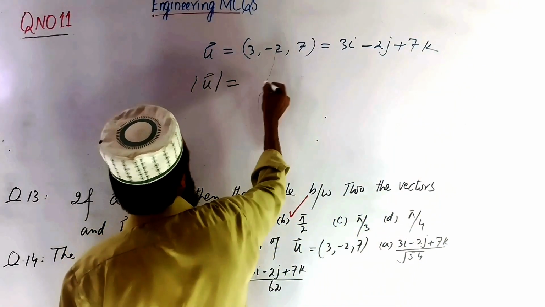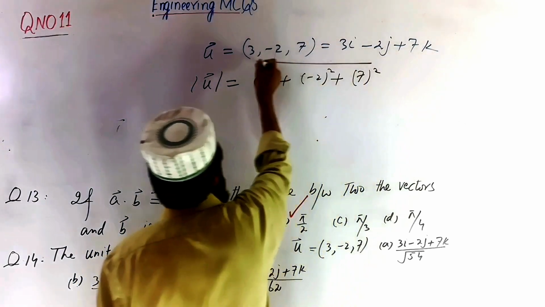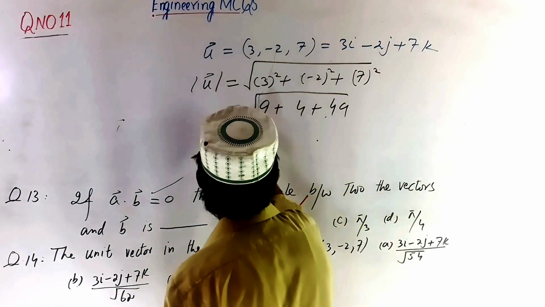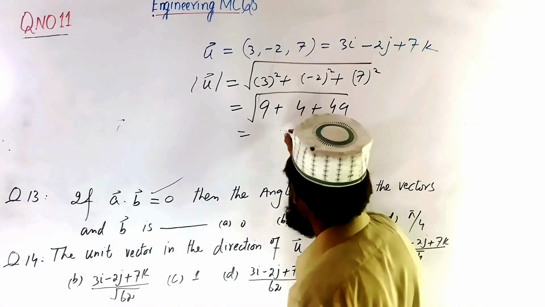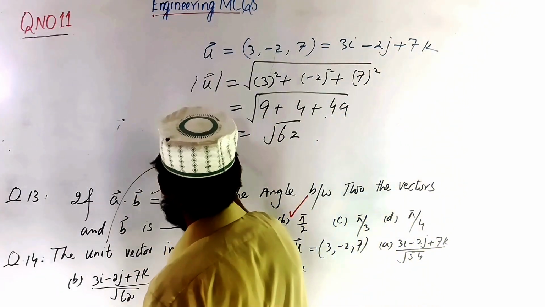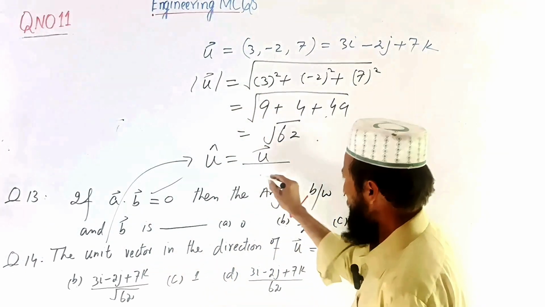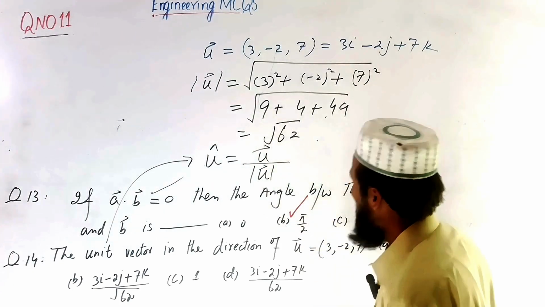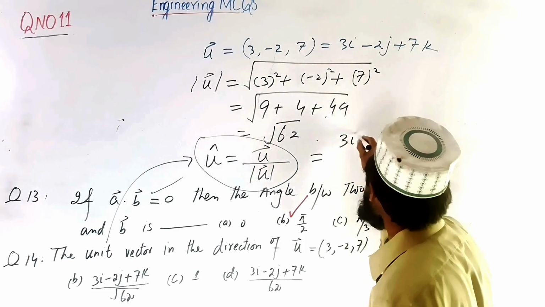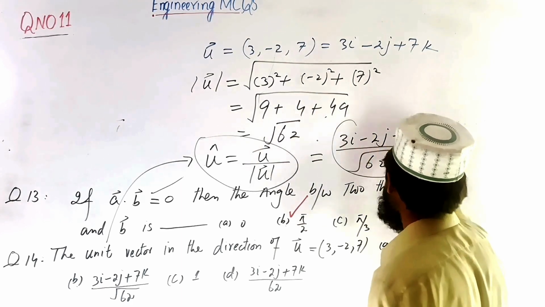If we find the magnitude, we get 3 square plus minus 2 square plus 7 square under root. So we get 9 plus 4 plus 49. If we add this, we get root 62. So the unit vector u hat is equal to the given vector divided by the magnitude of the given vector. This is the definition of the unit vector. So the given vector 3i minus 2j plus 7k divided by root 62. So this is the correct answer.